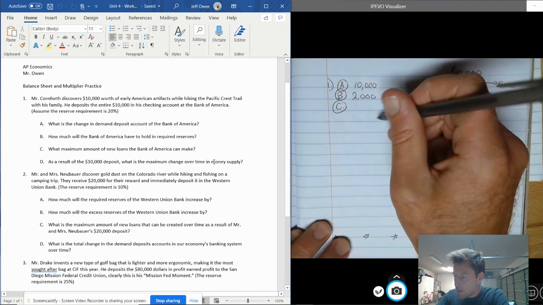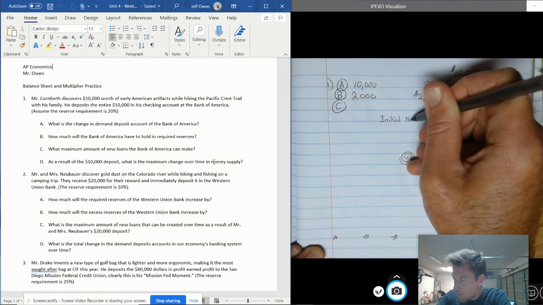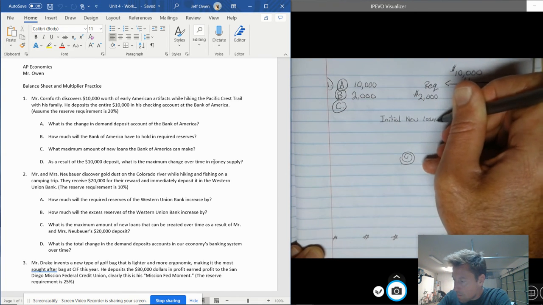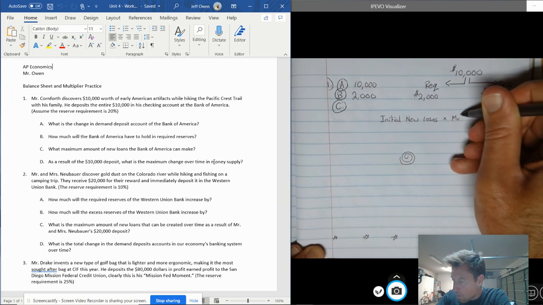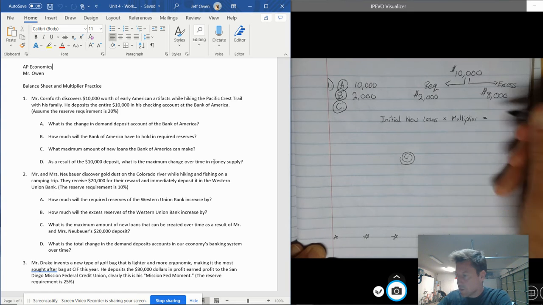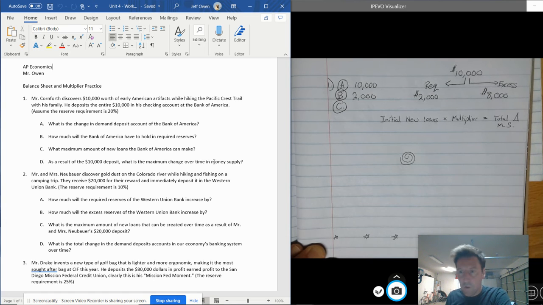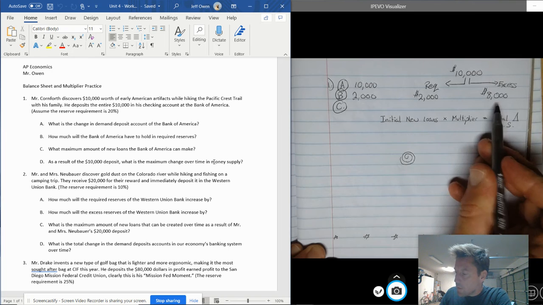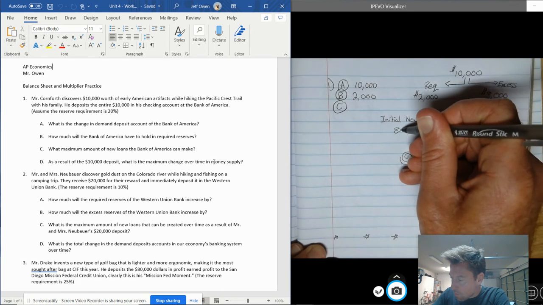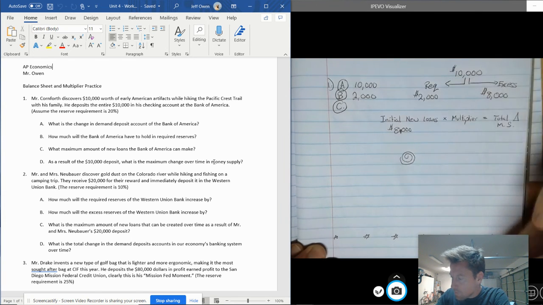For that one, we take the initial new loans times our money multiplier. And that will give us our total change in the money supply. Let's call that MS because that's what it looks like on our graphs anyway. So what is the initial new loans that they can make? 8,000 bucks. So, whoops, got ahead of myself there. $8,000 times our money multiplier. Uh-oh, what's our money multiplier?